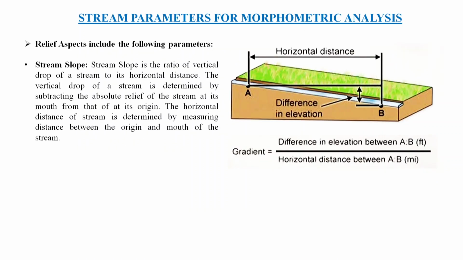Then you have the three-dimensional aspect, that is your relief aspect, or your stream slope. So stream slope is nothing but the ratio of the vertical drop of a stream to its horizontal distance. The vertical drop of a stream is determined by subtracting the absolute relief of the stream at its mouth from that of its origin. So you will take the relief or the elevation at the origin of that particular stream to the mouth of that particular stream.